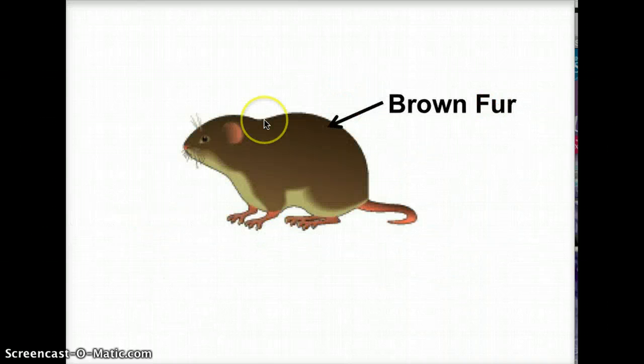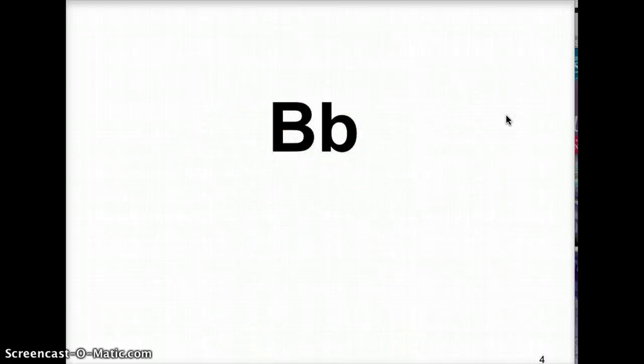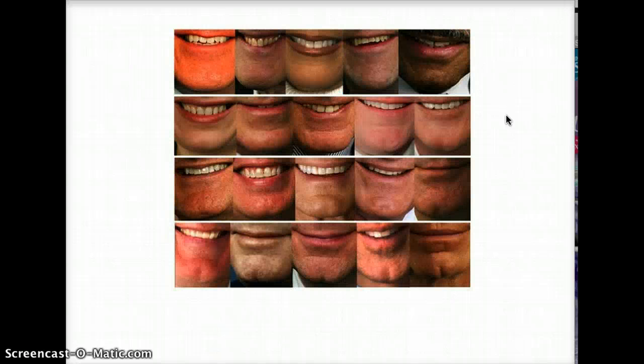Now let's practice. See if you can answer the following questions. The mouse's fur is brown. Is the brown fur a phenotype or a genotype? Phenotype. Does capital B, lowercase b, represent a phenotype or genotype? Genotype. Is the characteristic of your chin a phenotype or genotype?